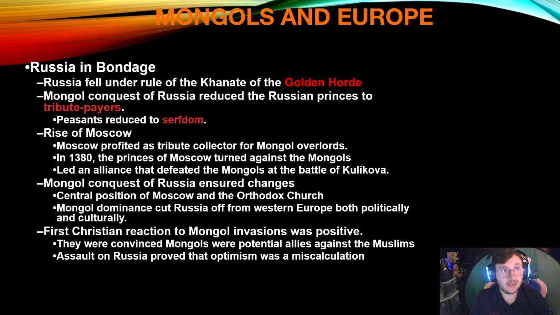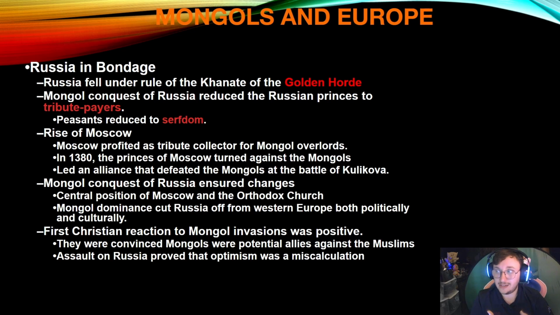Now, the Mongols and Europe. Russia falls pretty quickly. They fall under the rule of the Khanate of the Golden Horde. The Mongol conquest of Russia reduces the princes of Russia to tribute payers. Peasants are reduced to serfdom. But this is also going to be the rise of Moscow as a main hub of Russia, because it profited as the main center of tribute collection.